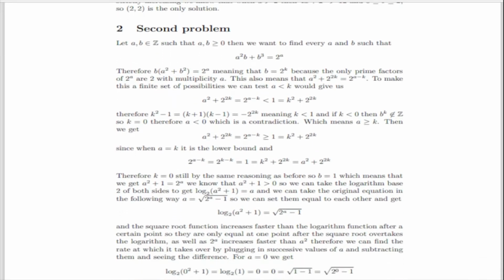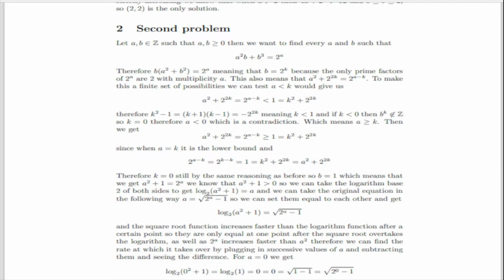Let a and b be integers such that a and b are greater than or equal to 0. Then we want to find every a and b such that a squared b plus b cubed equals 2 to the a. Therefore, also, b times (a squared plus b squared) equals 2 to the a, meaning that b equals 2 to the k, because the only prime factors of 2 to the a are 2 with multiplicity a. This also means that a squared plus 2 to the 2k equals 2 to the a minus k. And that's because I can divide out the 2 to the k from both sides.